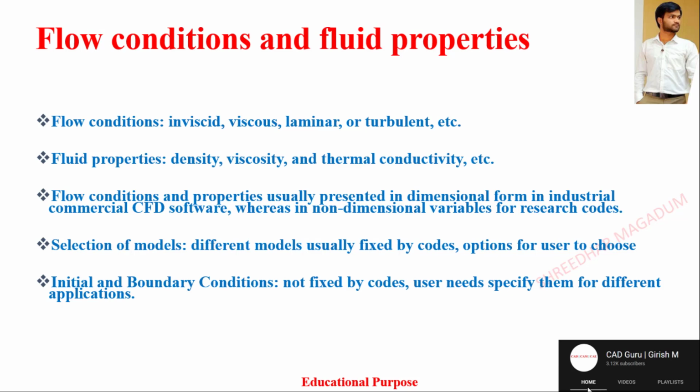Next, the selection of models. So there might be different models available, so which model we need to choose. Okay, there are fixed codes available for that. And initial boundary conditions, like what exactly we need to define the initial conditions, that we all need to cross check these all the things.